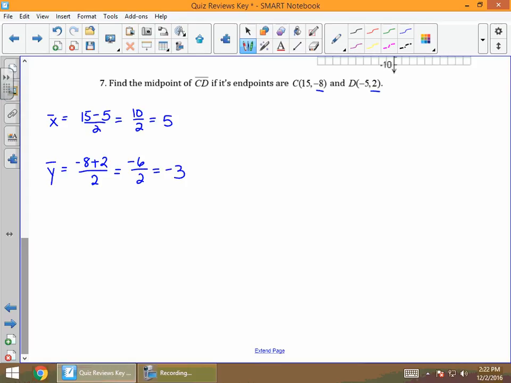Remember, if you do not know what the x with the little line over it means, that just stands for the average. That's what I'm doing here: add them up, divide by 2. That's what that little bar means on top. So the midpoint, the point right in the middle, is the average of the x's, which is 5, and for the y's, it is -3. So that midpoint should be 5, -3.